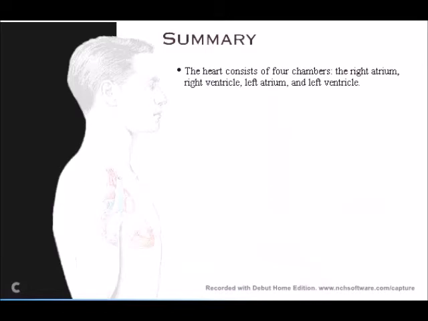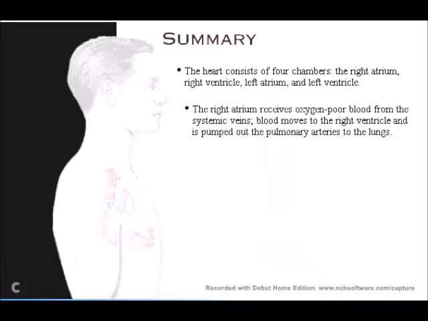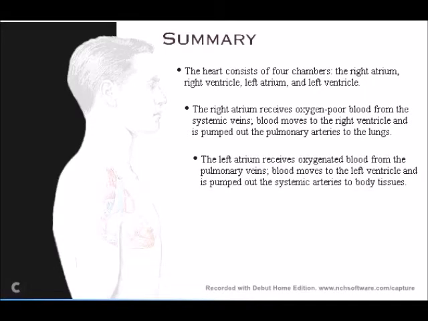Summary of what we've covered. The heart consists of four chambers: the right atrium, right ventricle, left atrium, and left ventricle. The right atrium receives oxygen-poor blood from the systemic veins. Blood moves to the right ventricle and is pumped out the pulmonary arteries to the lungs. The left atrium receives oxygenated blood from the pulmonary veins. Blood moves to the left ventricle and is pumped out the systemic arteries to body tissues.